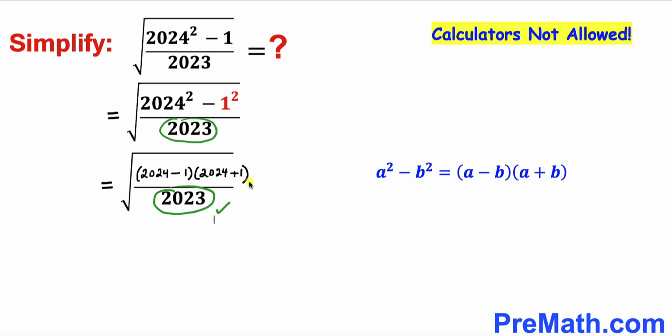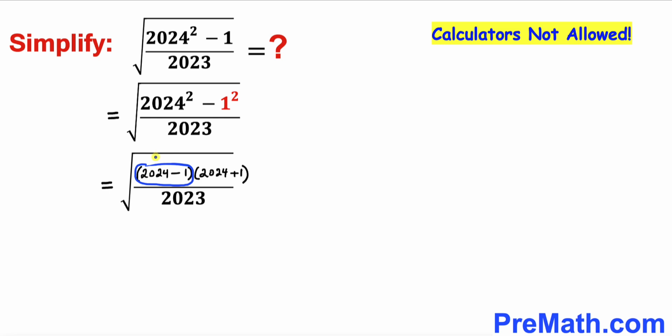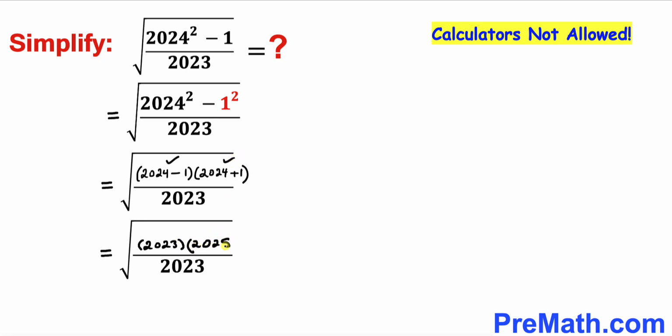We are going to leave it alone. And now let's focus on this 2024 minus 1. That is same as writing 2023, and likewise 2024 plus 1 is same as writing 2025. So therefore in this next step, this could be written as 2023 times 2025, and once again our denominator is same. And now we can see this 2023 and this 2023 at the denominator, they cancel each other out.